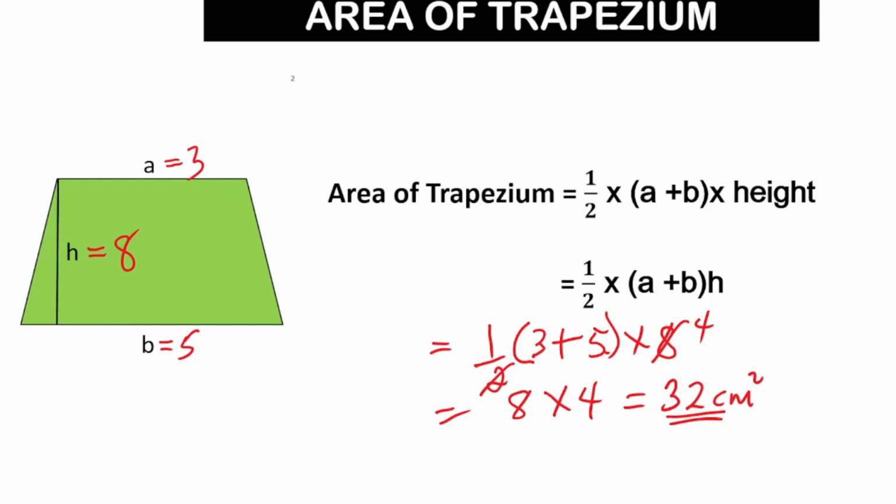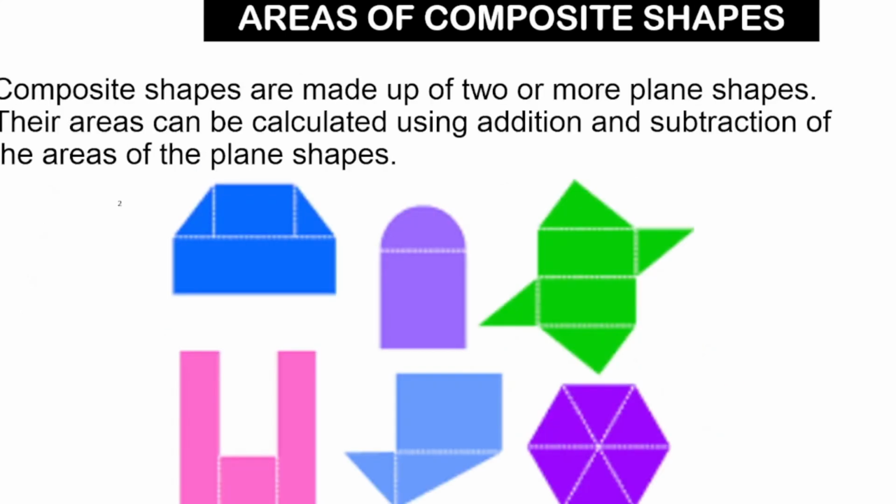The last one is to look at areas of composite shapes. Composite shapes, as I've explained earlier on, are made up of 2 or more plane shapes. So their areas can be calculated using addition and subtraction of the areas of the plane shapes. If you look at the first one we have here, this shape is a combination of a rectangle, another rectangle, and two triangles. So you find the area of each rectangle and each triangle, then add everything together. That gives you the final answer. I hope that is clear.